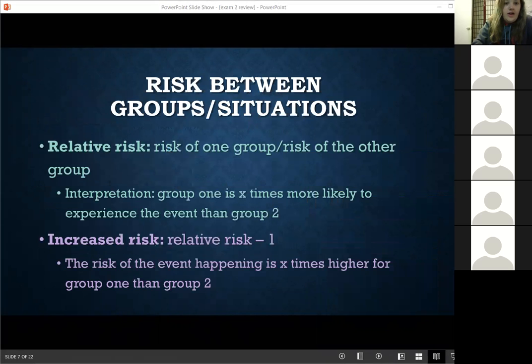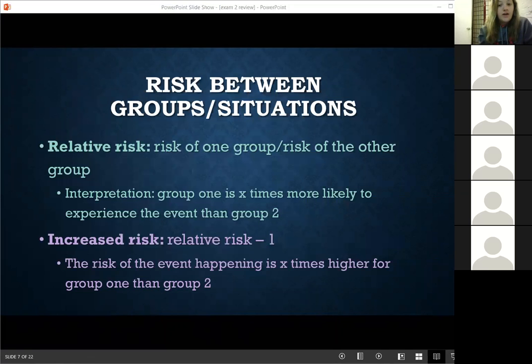And then also, when we talked about risk in general, we had two different types: relative risk and increased risk. Increased is what it sounds like. It's how much higher the event happening is than it not happening. So the risk of an event happening is this many times higher for group 1 than group 2. We use increased risk when we have things to compare, because obviously if you're talking about something increasing, you have to have something to compare it to in the beginning.